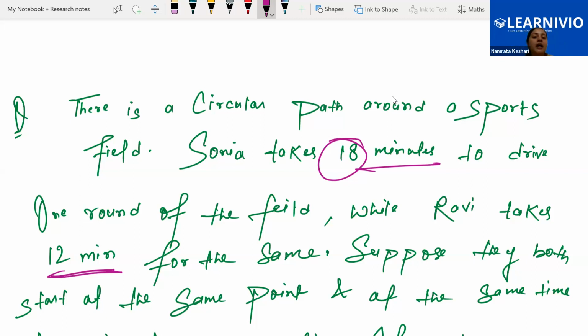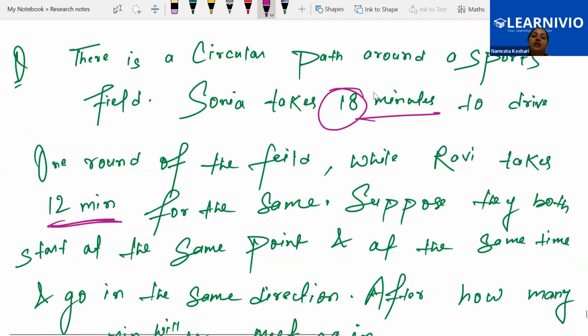Now find after how much time all the bells will ring together. This last statement, after how long all the bells are going to ring again, after how long both the persons are going to meet again, here you just have to find the LCM of the given numbers, the numbers which you can see in the question. 18 minutes is there, 12 minutes is there, we just have to find the LCM of 18 and 12.